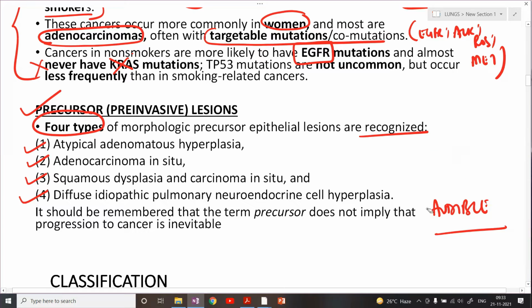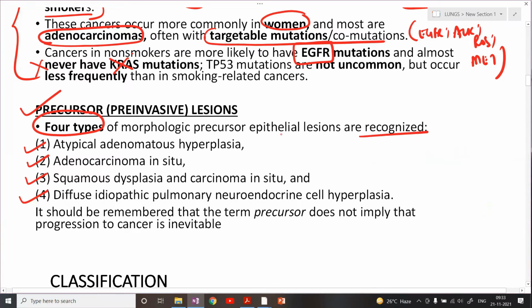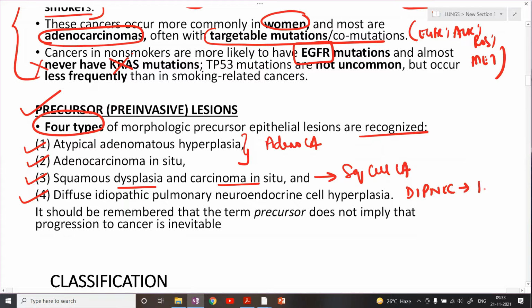I will just repeat what the pre-invasive lesions of lung carcinoma are. This is also one important MCQ that comes: all of the following are precursor or pre-invasive lesions of lung carcinoma, except. Atypical adenomatous hyperplasia and adenocarcinoma in situ are precursors for adenocarcinoma. Squamous dysplasia and carcinoma in situ are precursors for squamous cell carcinoma. And diffuse idiopathic pulmonary neuroendocrine cell hyperplasia, called DIPNEC, is a precursor for neuroendocrine tumors of the lungs.